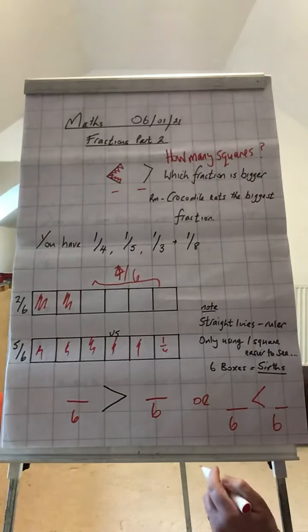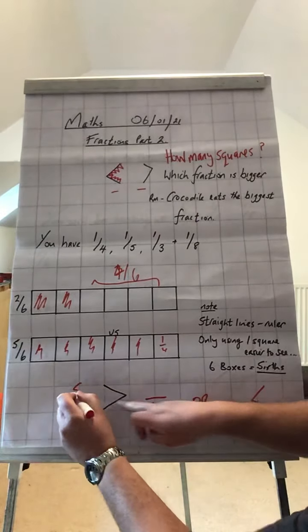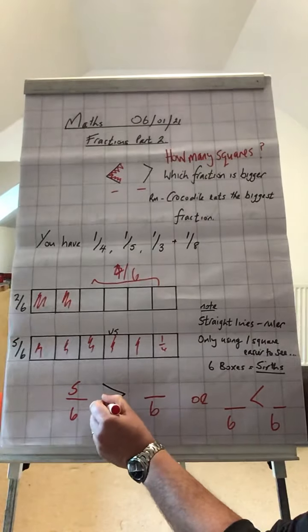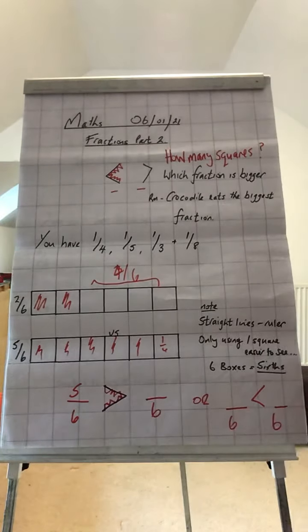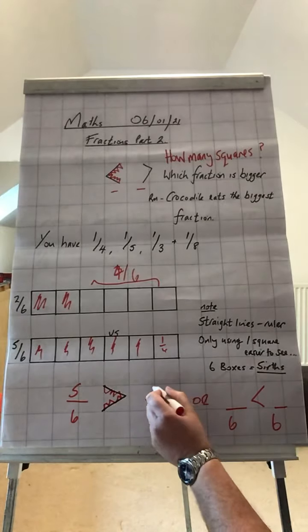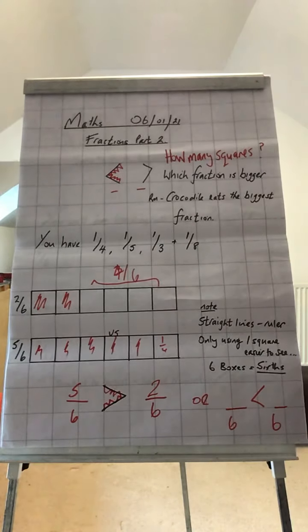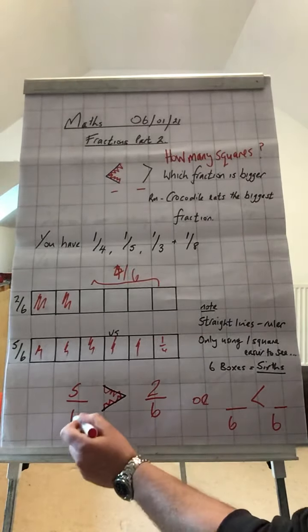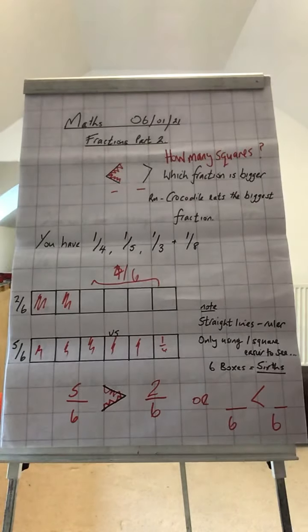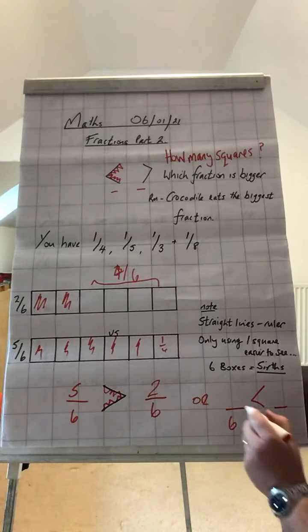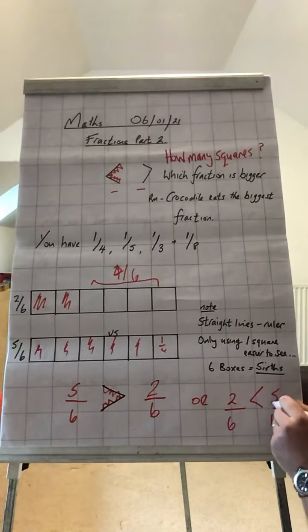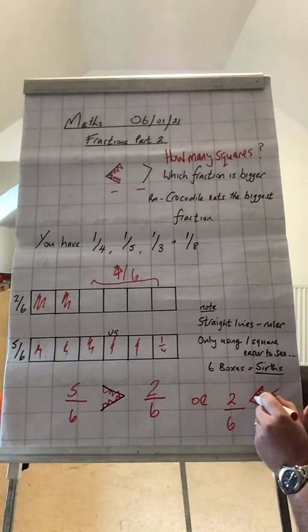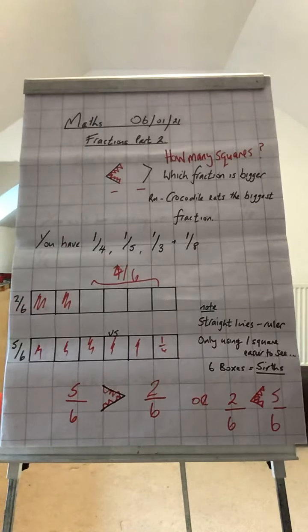So I've already worked out that 5/6 is the bigger fraction. Notice my crocodile mouth, hopefully you can still see this, is facing towards the larger fraction, and my other fraction is 2/6. So that's the way it can be written, where you show that 5/6 is greater than 2/6. You can write it a different way, where 2/6 is less than 5/6. And again, the crocodile is still eating the larger fraction.